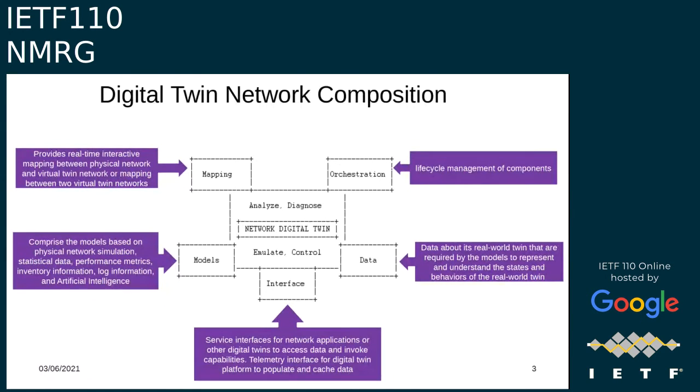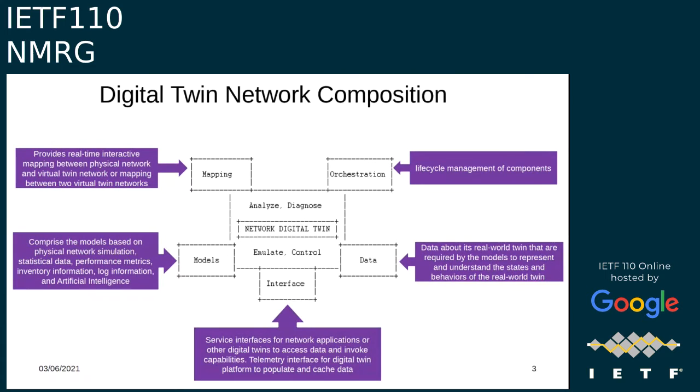Number 2, data. The data we can collect from the underlying physical network is used to represent and understand the state and behavior of the real world twin. Number 3, models. These models are based on the physical network simulation, and not only can you understand the state and behavior of the real world twin, but you can also use them to predict its behavior. The data can include static data, network topology data, performance metric data, inventory data, and log data.